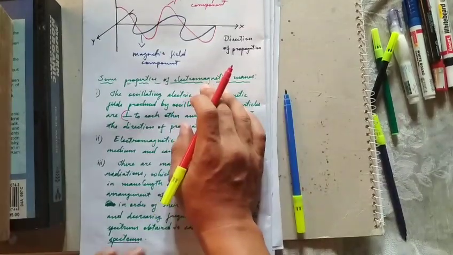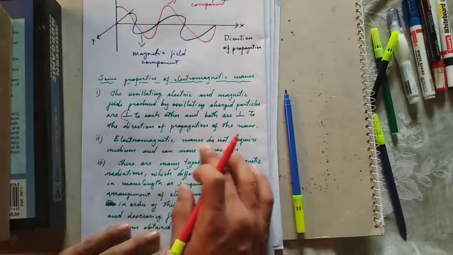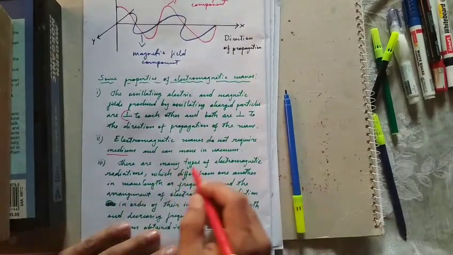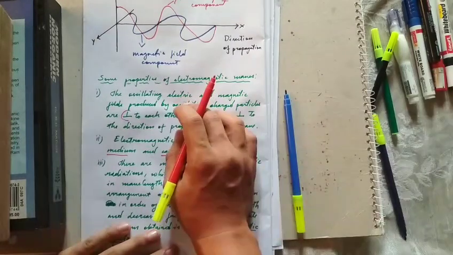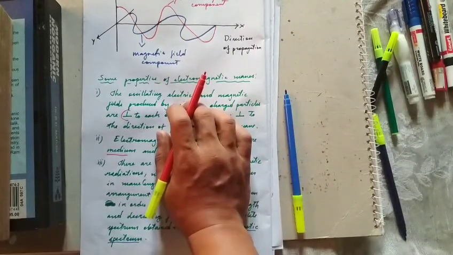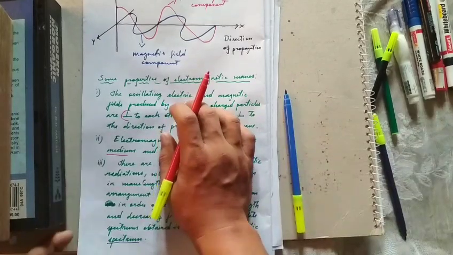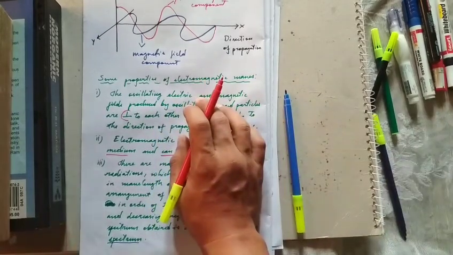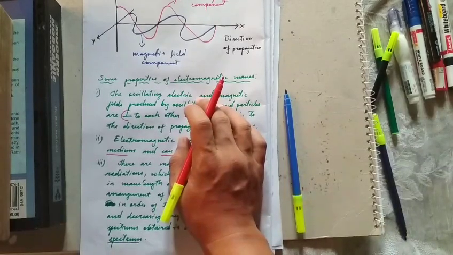So these electromagnetic waves do not require a medium, and they can move in vacuum. Example, sunlight can reach our earth. It does not require any medium to pass through the atmosphere to reach the earth, unlike sound waves or waves in water.